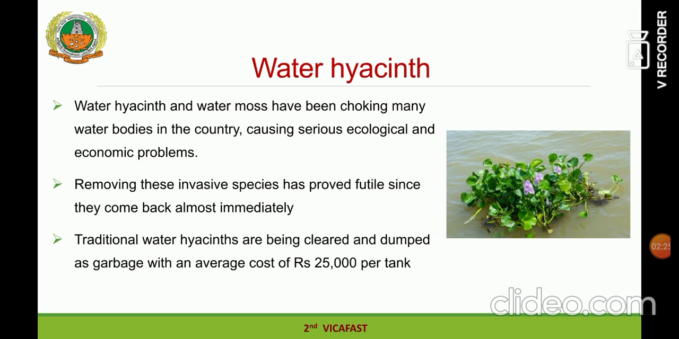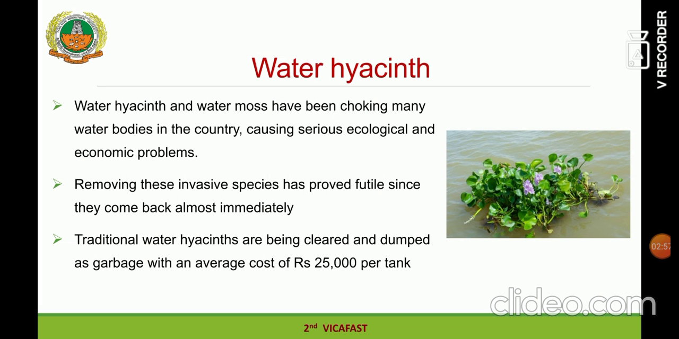So why have I chosen water hyacinth? Because it is a shocking material in water bodies in the country and is causing serious ecological and economical problems. Removing this invasive species has proved futile since they come back almost immediately, not even a gap of one or 2 weeks. It grows very fast, and now the water hyacinths are being cleared and dumped as garbage with an average cost of rupees 25,000 per tank. So this has to be overcome.